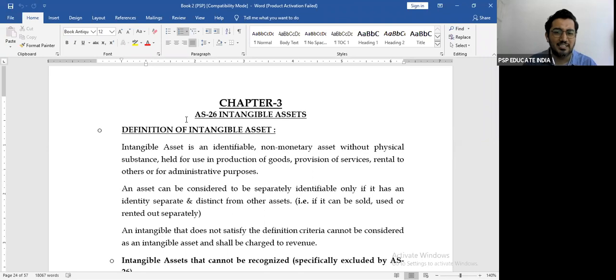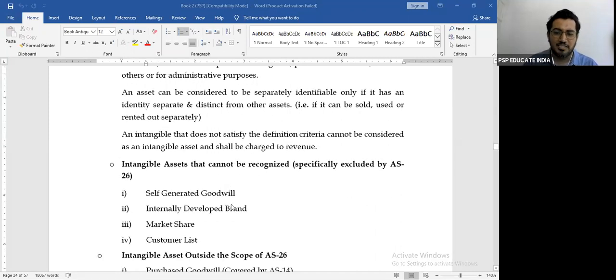We are doing AS-26, which is known as intangible assets. What is the definition of an intangible asset? It is an identifiable non-monetary asset without physical substance. It is held for use in production of goods, provision of services, rental to others, and for administrative purposes. An asset can be considered as separately identifiable if it has an identity which is distinct and separate from the other assets, which means it can be sold, used, or rented out separately. An intangible asset that does not satisfy the definition criteria cannot be considered as an intangible and will straight away go to the profit and loss account, which means it will be charged to revenue.